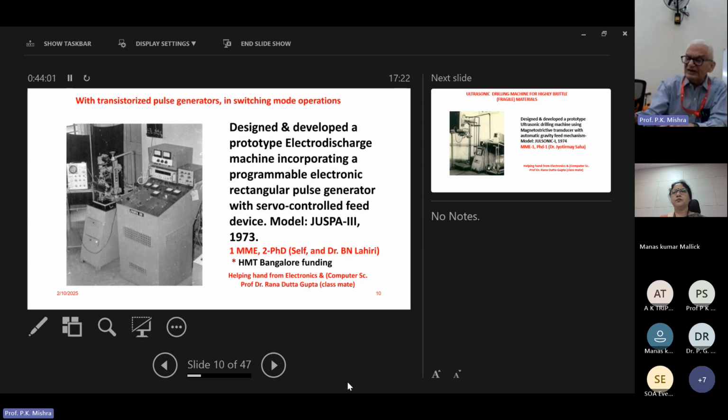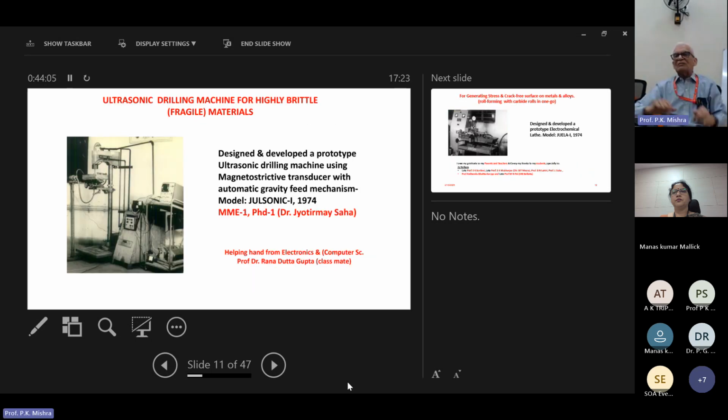Then subsequently, I had a problem. Another scholar had completed his MTech on the same machine and went on to a PhD, doing analysis on it. But I found this machine is a superb machine. It can be used for anything.